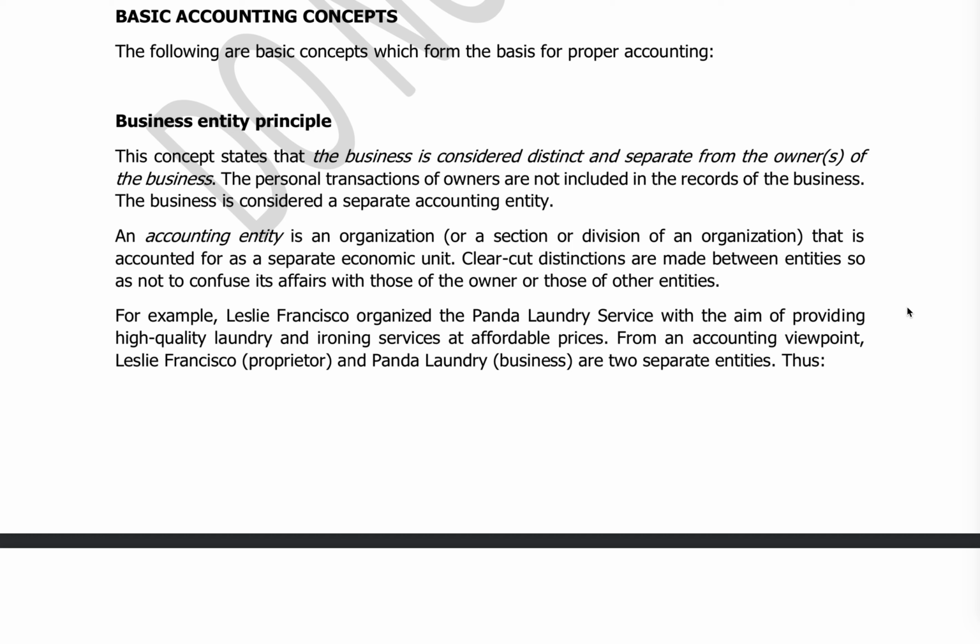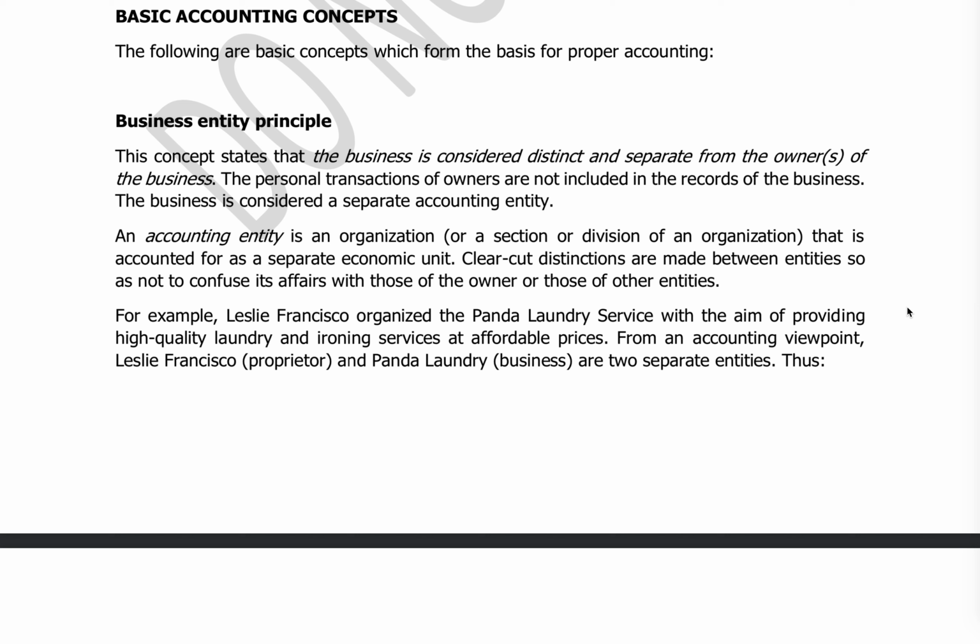Separate siya. So, kung si business bumili ng computer para sa business, i-record mo yan as part of the business transaction. Pero kung bumili si business owner ng computer niya para sa sarili niya, hindi naman gagamitin sa business, ay wag mo yan i-record as part of the business transaction. So, yun lang yung simpleng example na the business is considered distinct and separate from the owners of the business.